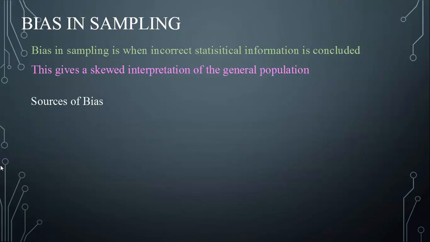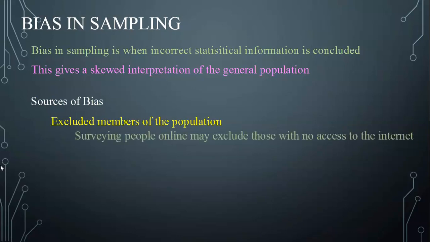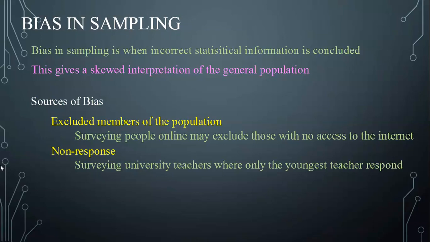And the sources of bias could be excluded members of the population. For example, surveying people online may exclude those with no access to the internet and could potentially affect the results of the survey. Or it could be non-response, where, surveying university teachers for example, only the youngest teachers respond and the older ones don't. So in that case, we would have bias in our results.